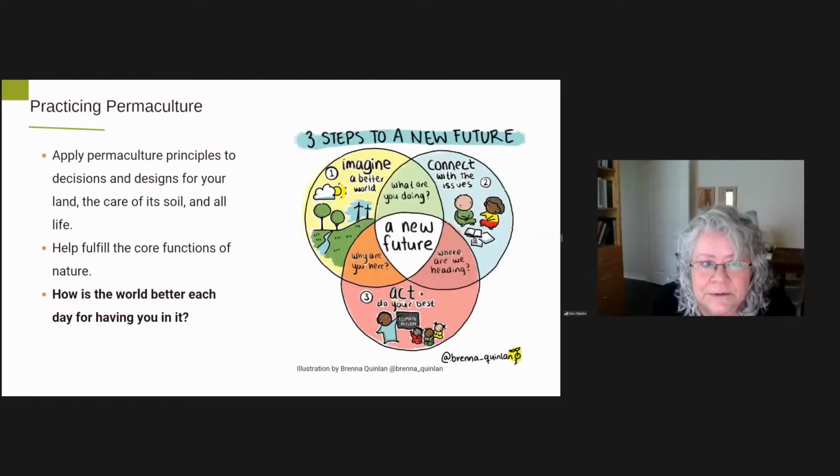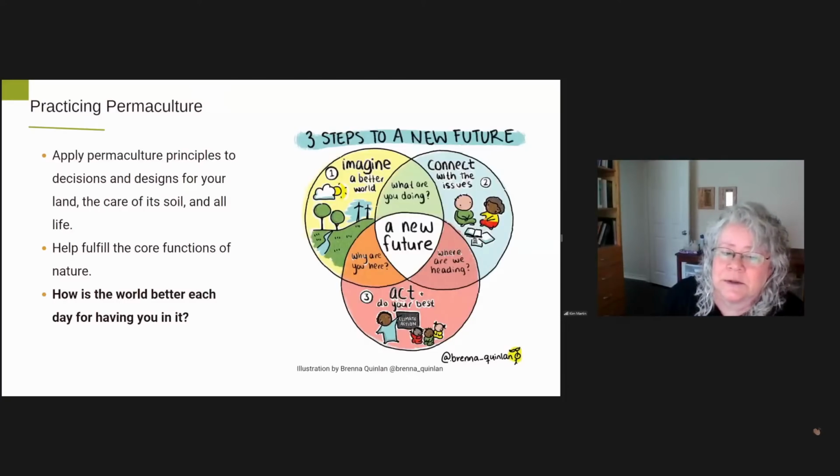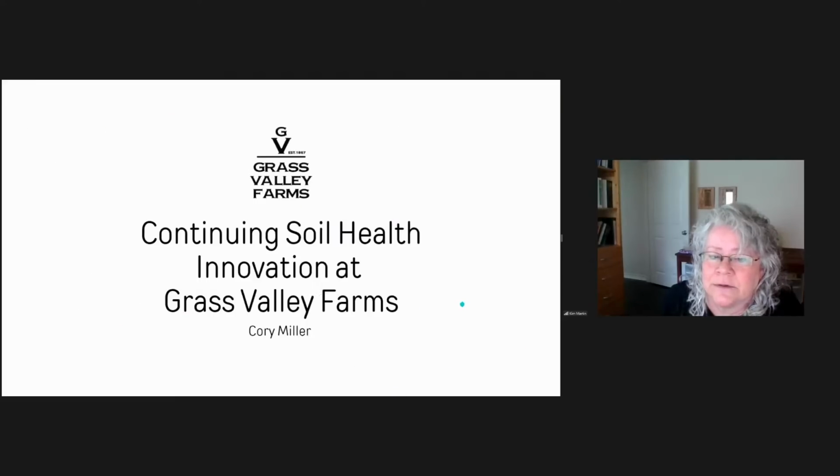Beautiful, Delvin. Thank you. What's so great about permaculture is that it has no scale. This applies to any scale situation, and Delvin just gave us a little bit of a smaller scale example, but permaculture can be practiced on any scale. And we're going to continue to scale up with our next presenter, Cory Miller, talking about what he's doing at Grass Valley Farms.